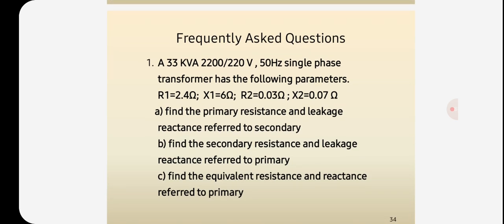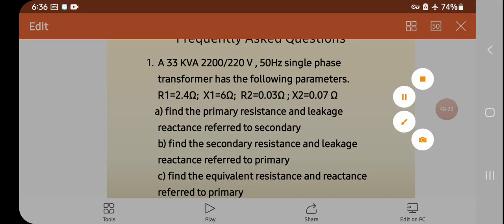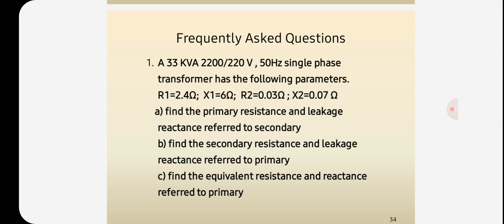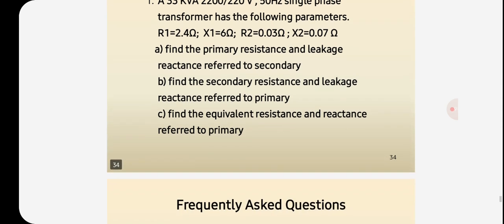Now the frequently asked questions. In this there is one problem. A 33 kVA, 2200 by 220 volts, 50 Hz single phase transformer has the following parameters: R1 is equal to 2.4 ohm, X1 is equal to 6 ohm, R2 is equal to 0.03 ohm, X2 is equal to 0.07 ohm. Find the primary resistance and leakage reactance referred to secondary. Second, find the secondary resistance and leakage reactance referred to primary, and find the equivalent resistance and reactance referred to primary.